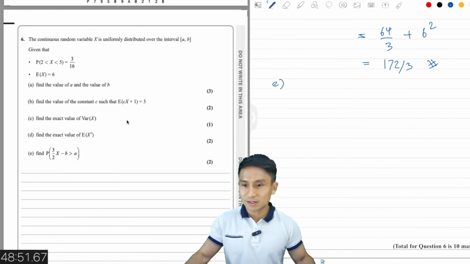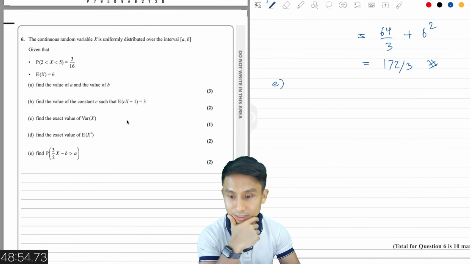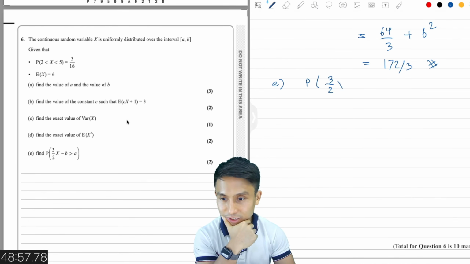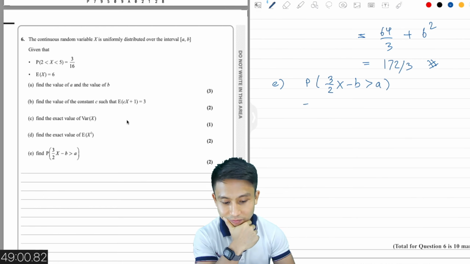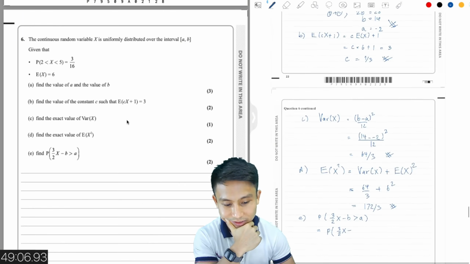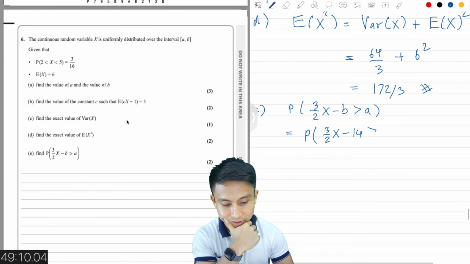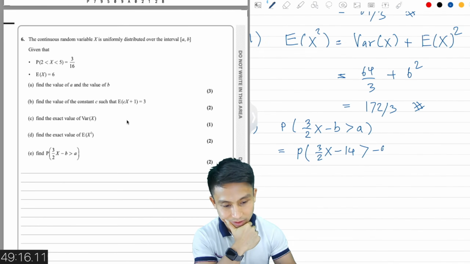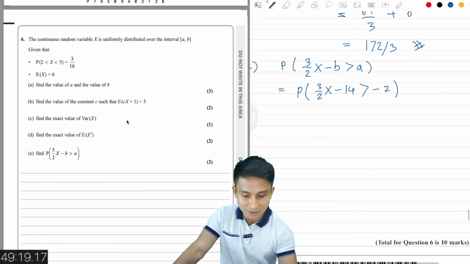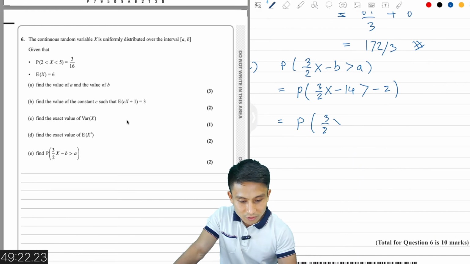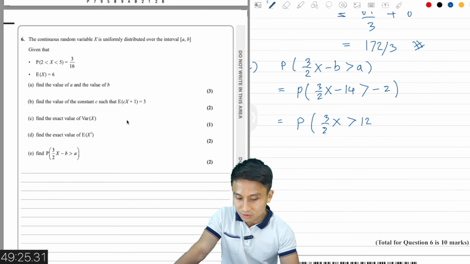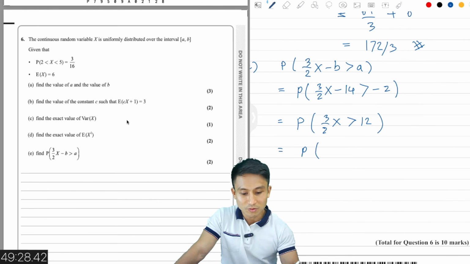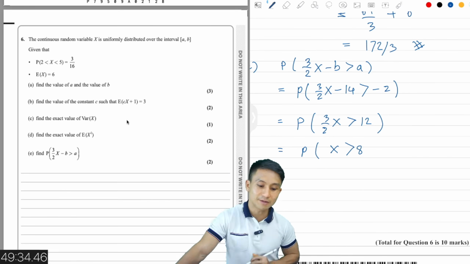Okay, and then part E. Find the probability of that. Because it's in terms of a and b, we need to just have a crack at that first. We already know a and b. What was b again? b is 14, a is minus 2. Just put everything into the inequality and solve it. So 3 over 2 X greater than, if you add 14 on both sides, you get 12. And if you multiply by 2 and divide by 3, you're going to get 8, right?